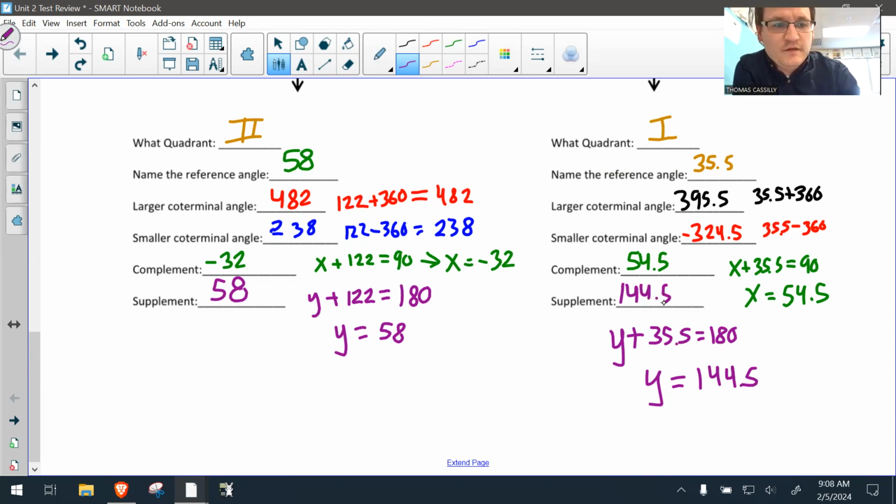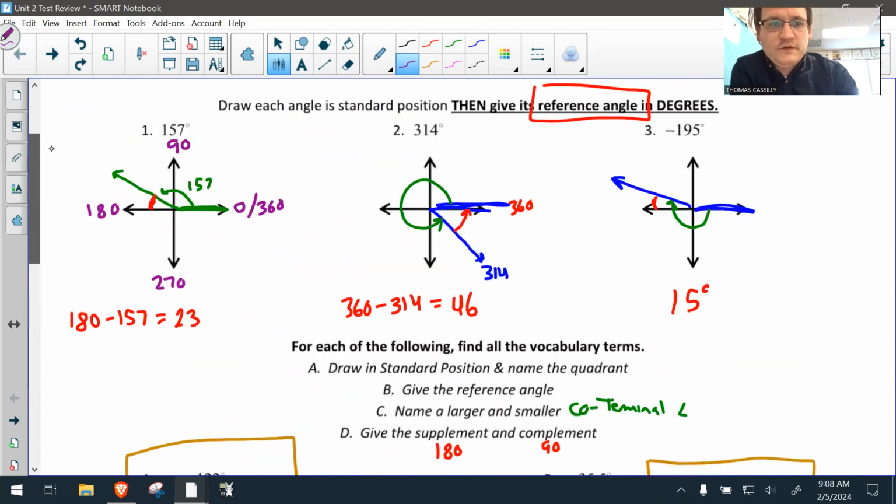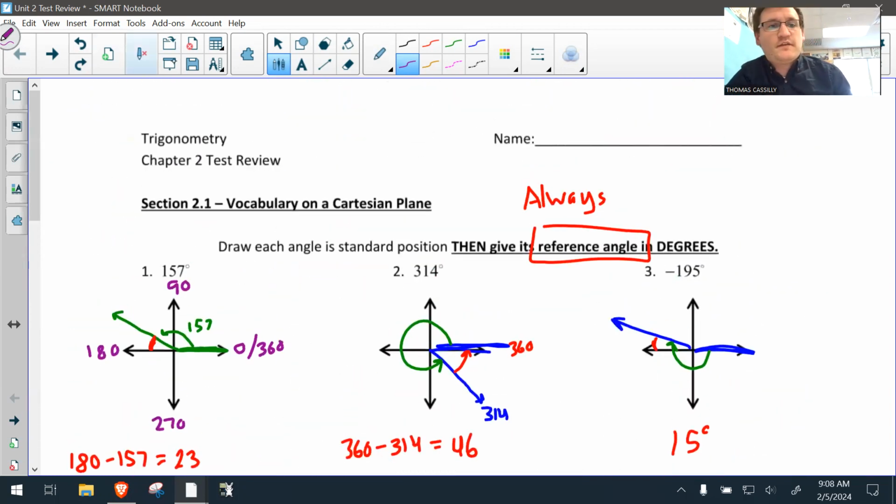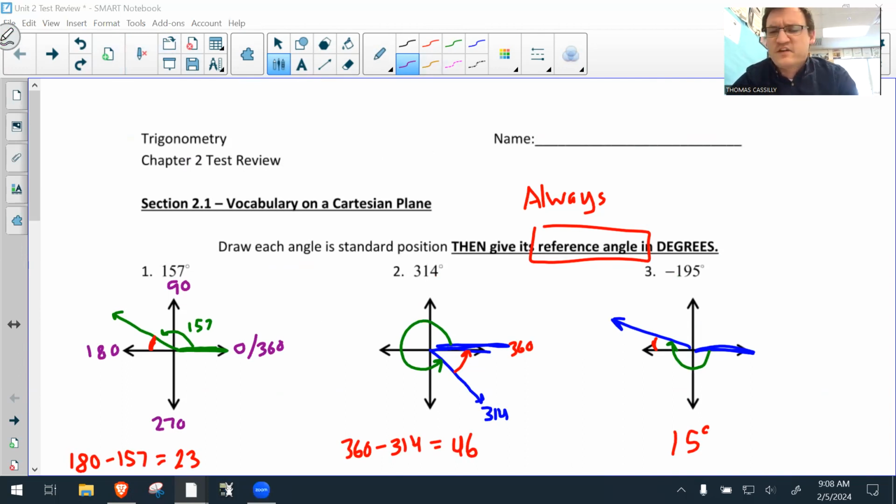And there we go. That is page 1 of your Unit 2 test. That pretty much covered all of section 0.1. So, section 1. All right, so there it is.